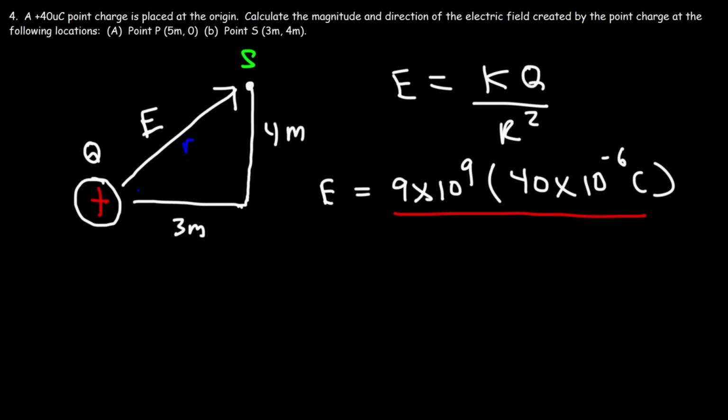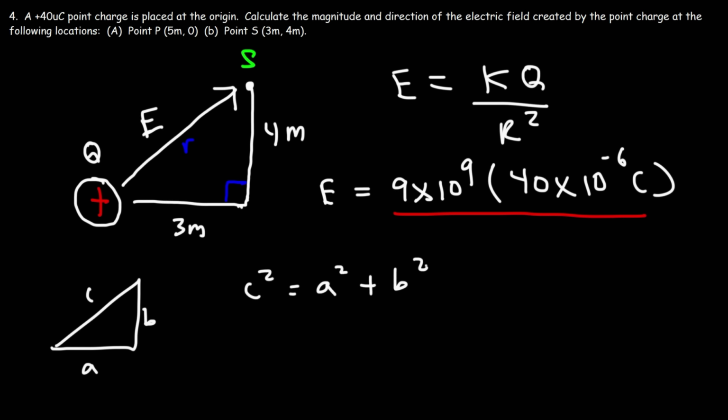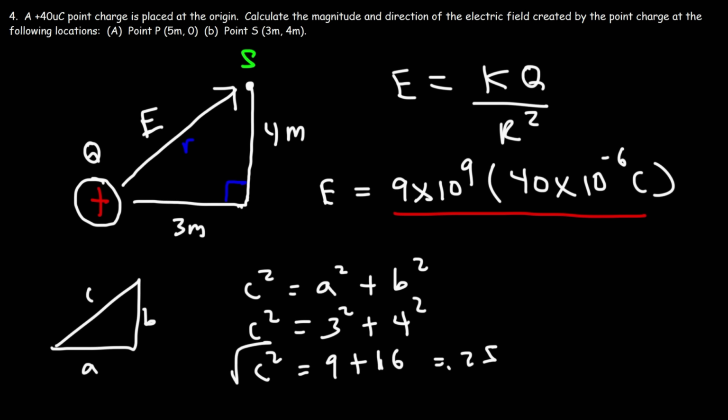R is the distance between the charge and the point. So we need to use the Pythagorean theorem to calculate the hypotenuse of that right triangle. So this is A, B, and this is C. So C squared is equal to A squared plus B squared. A is 3, B is 4. 3 squared is 9, 4 squared is 16, and then 9 plus 16 is 25. Taking the square root of both sides, we get 5 again.